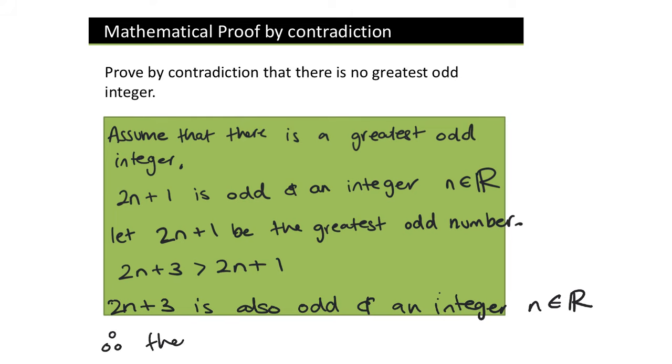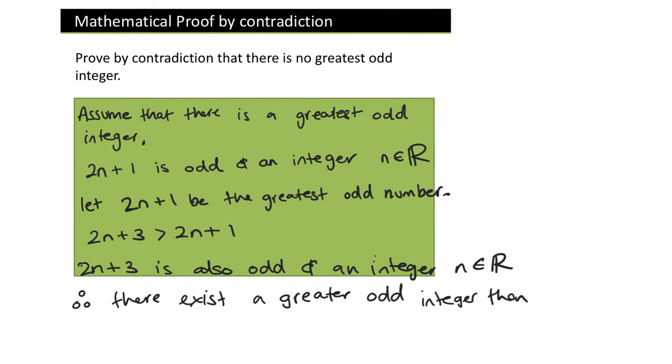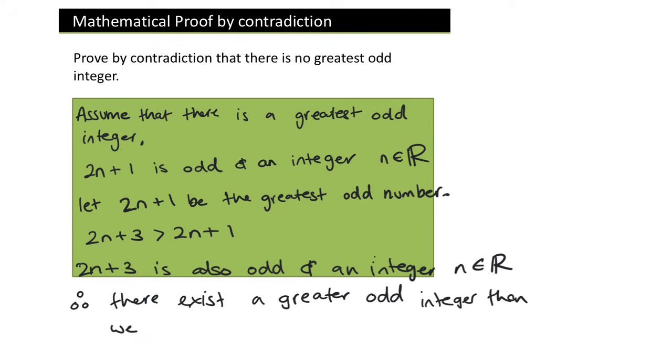Therefore, there exists a greater odd. No, there is no greater odd. Therefore, so we're assuming that there is, therefore there exists a greater odd integer, than we said, or maybe I'll change that. No, okay, let's put the normal word in.